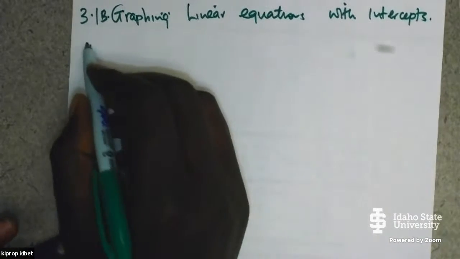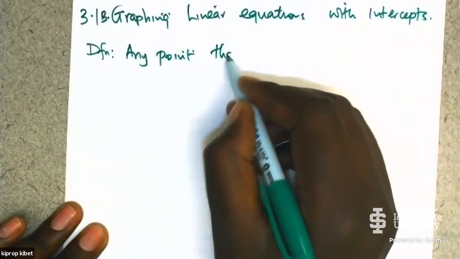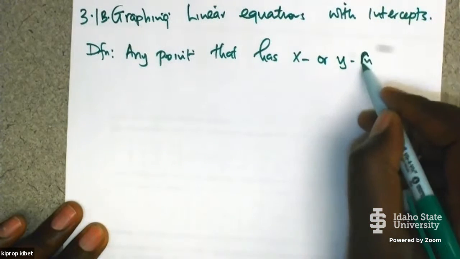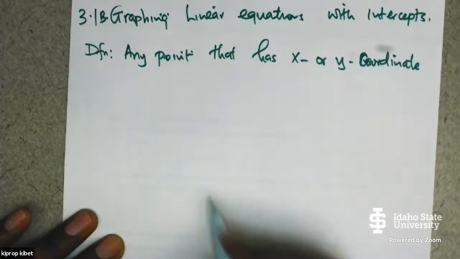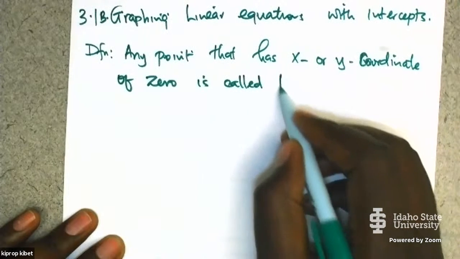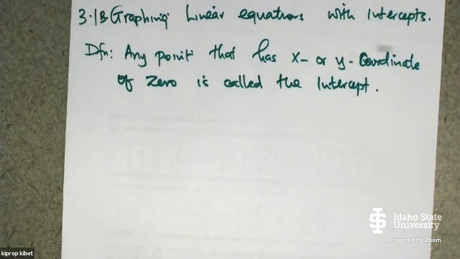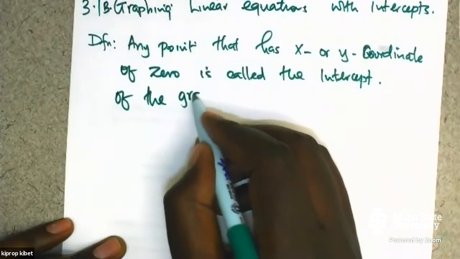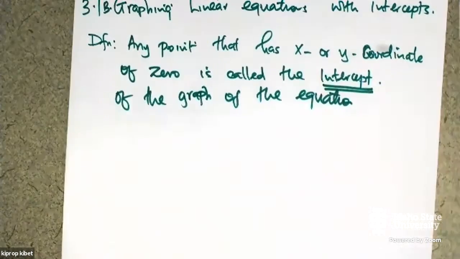So, definition. Any point that has x or y coordinate of 0 is called the intercept of the graph of the equation.